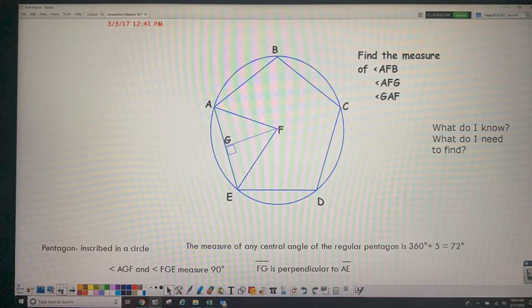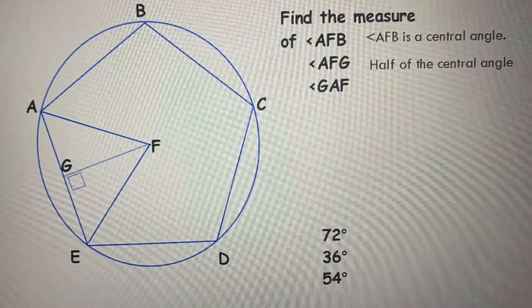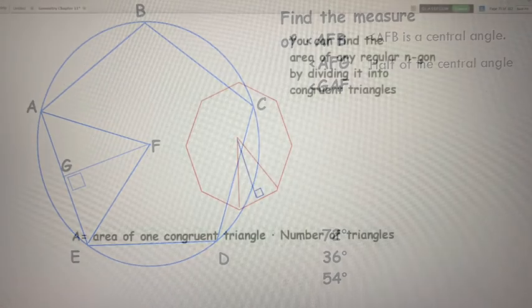Now, as I look at this, I kind of need to break it down. I know that angle AFB is a central angle. Well, since central angles measure 72 degrees, then angle AFB also measures 72 degrees. I know that angle AFG is half of the central angle because FG is the perpendicular bisector, therefore that is 36 degrees. I also know that angle GAF is left, and 72 plus 36, take that away from 180, and I get 54 degrees.